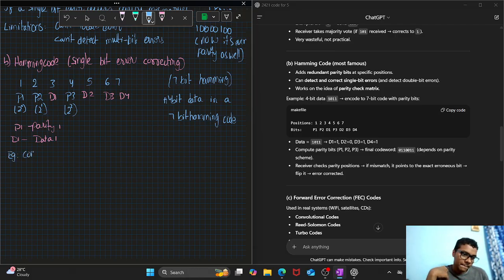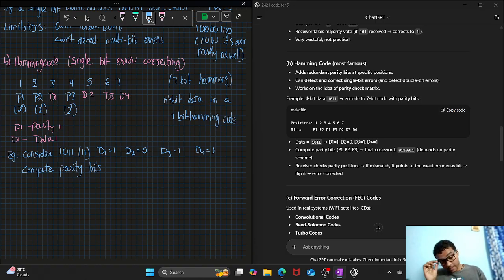Example, consider 1011. This is 8 4 2 1, right? 8 plus 2 plus 1 is 11. Now D1 is equal to 1, D2 is equal to 0, D3 is equal to 1, D4 is equal to 1. Compute parity bits. How do you compute parity bits in Hamming code? Let's see that.